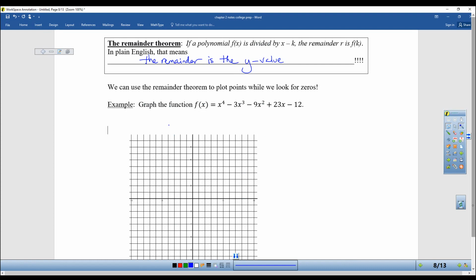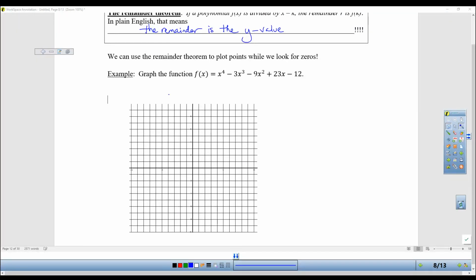Well, if you have a big problem like this, and you were going to put in a bunch of numbers, some of them you might choose to put in synthetically. So if I were going to plug in 0, I definitely would not do synthetic. 0 minus 0, 0, 0, -12. 2, 4, 6, 8, 10. So I can't even see it. If I were going to put in a 1, 1's not so bad. 1 minus 3 minus 9 plus 23 minus 12. Still not easy though, right?